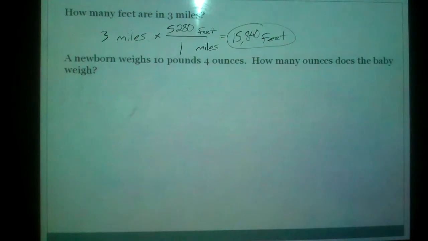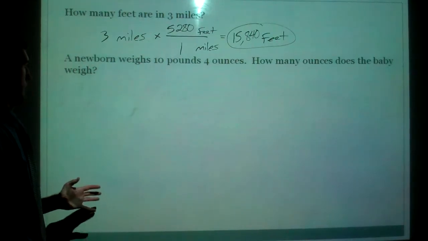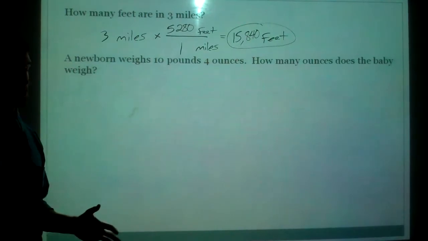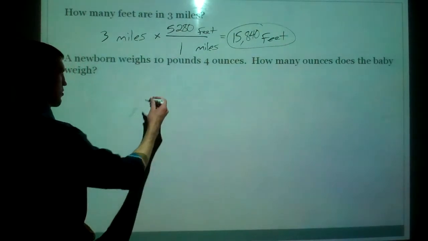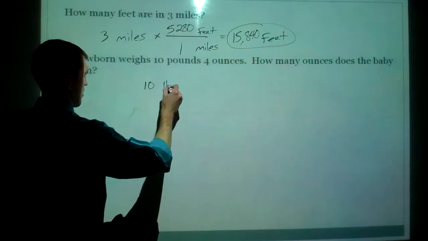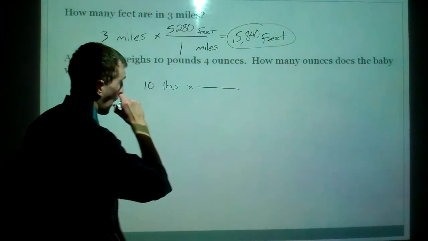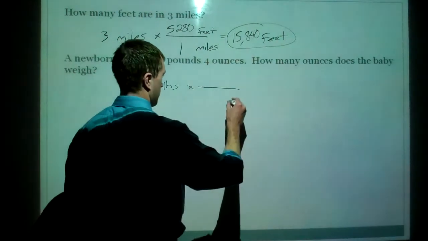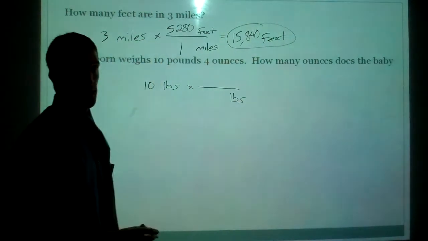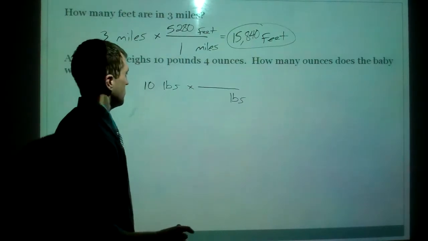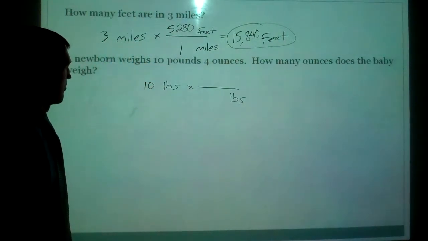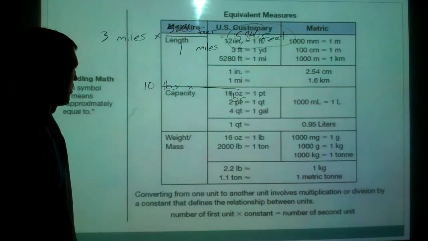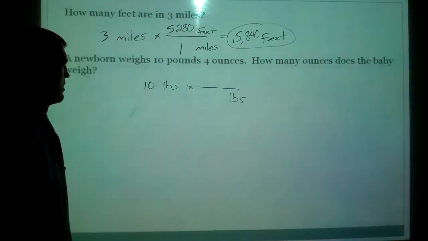A newborn weighs 10 pounds, 4 ounces. How many ounces does the baby weigh? Alright, well, 10 pounds, 4 ounces. This is already in ounces, so I'm going to leave that out of the equation for now. But we're going to start with 10 pounds. And we're going to multiply it by one of these. And we started with pounds, so I'm going to go ahead and put pounds down here. And I know that there are 12 ounces in a, oh, let's just double check here. Pounds would be here. Yep, 16 ounces in 1 pound. Got a little messed up there.